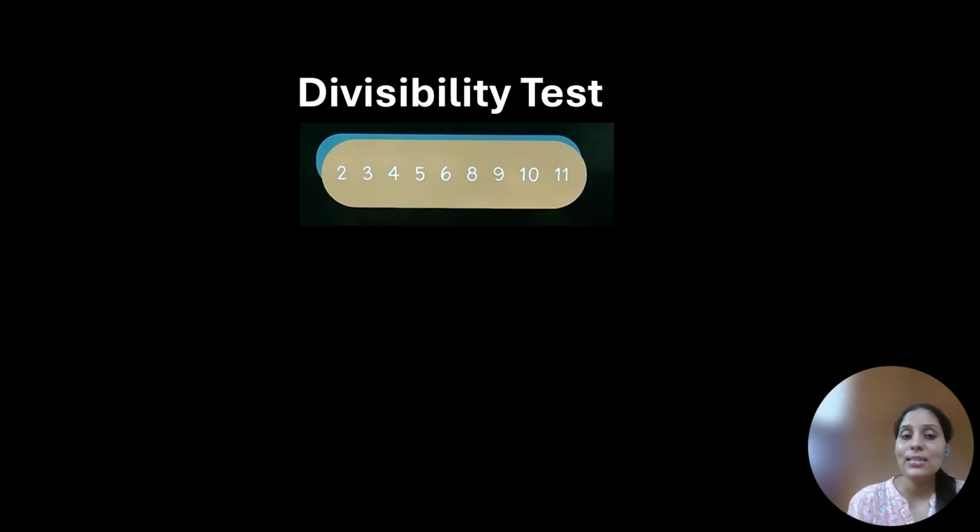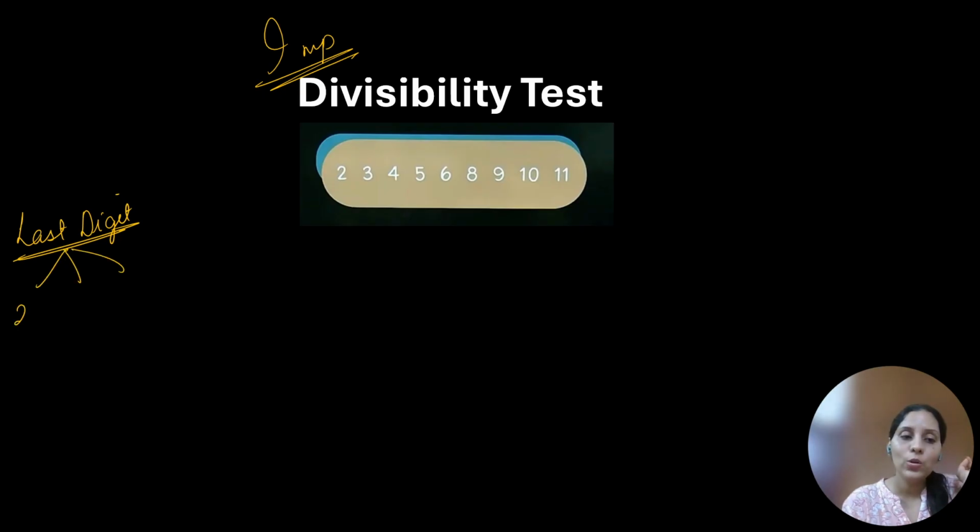All right. Next is the divisibility test. Very important. Here we have some divisibility rules. This is the last topic. Firstly, last digit. In which divisibility rules do we look at the last digit? 2, 5, and 10. For divisibility rule of 2, the last digit should be even. For divisibility rule of 5, the last digit should be 0 or 5. And for the divisibility rule of 10, the last digit should be 0.